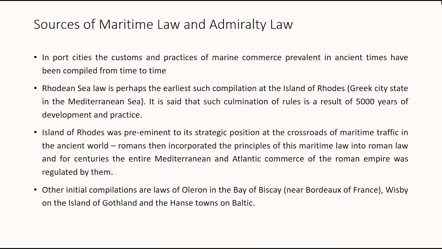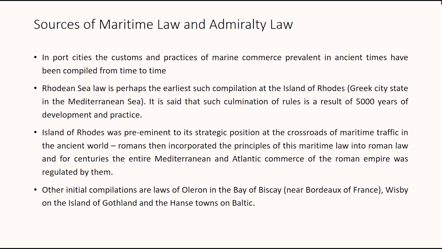Therefore, when you look at the sources of maritime law and admiralty law, as we have already seen when we were discussing the brief history, the Rolls of Oleron, the Black Book of Admiralty, at the same time the Rhodian laws, we see how admiralty law got developed from these areas, especially in the modern development of the admiralty legal system.